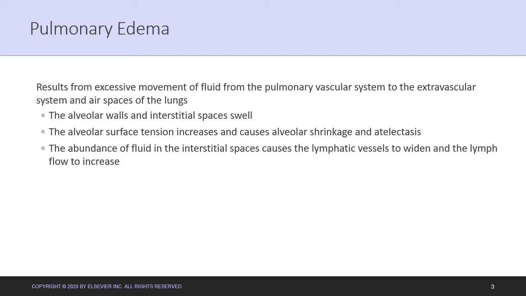Moreover, much of the fluid that accumulates in the tracheobronchial tree is churned into a frothy white or sometimes blood-tinged or pink sputum, as a result of air moving in and out of the lungs. The abundance of fluid in the interstitial spaces causes the lymphatic vessels to widen and the lymph flow to increase.